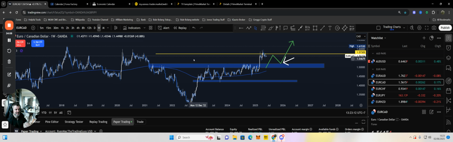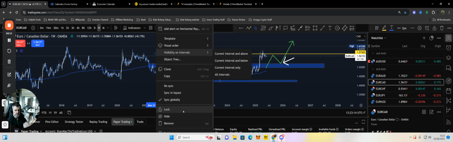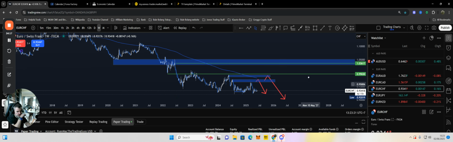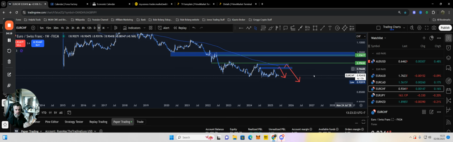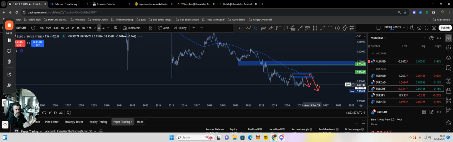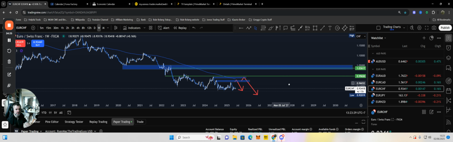Euro CAD, again, two dog shit pairs. If I was going to be buying it, I'd be buying it from down here, as shown. Euro CHF, I'd be looking to sell that all day long. However, there is no value to sell. It's an all-time low. Look, you can't sell from there. There's absolutely no value.